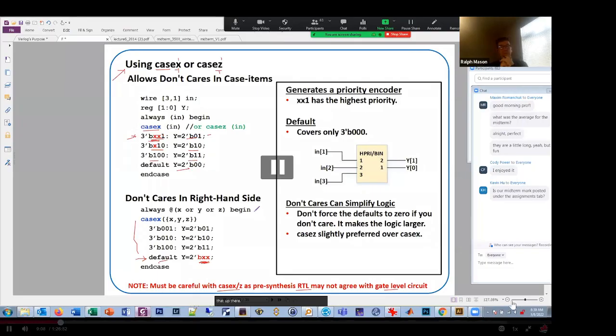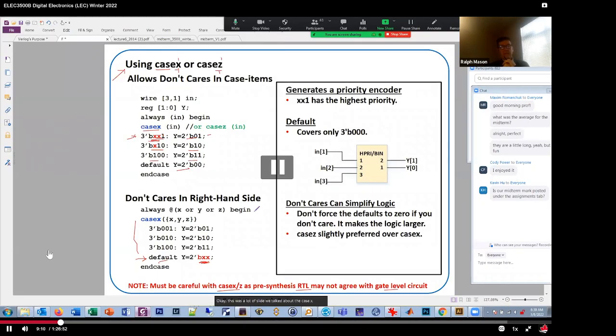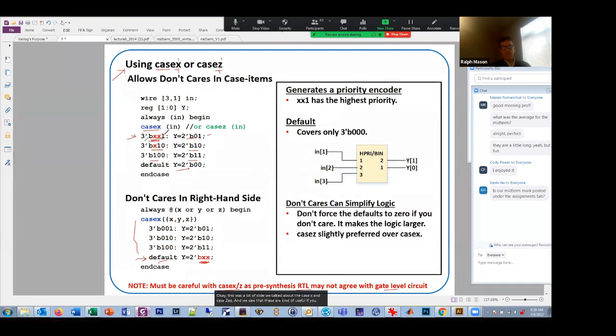This was the last slide. We talked about the case X and case Z, and we saw that these are kind of useful if you want to read. You can reduce the number of lines of code by putting X's in the left side of the case X or case Z command, or you can put them in the right side if you want.